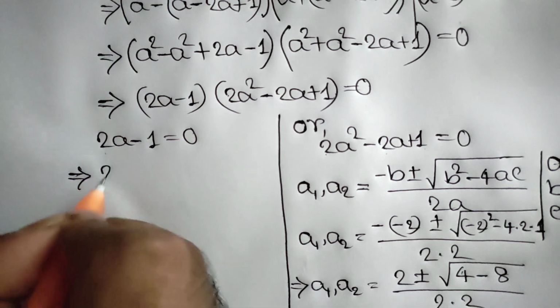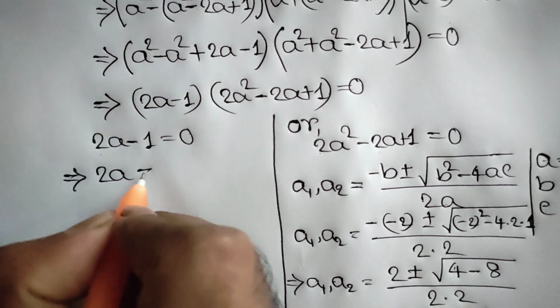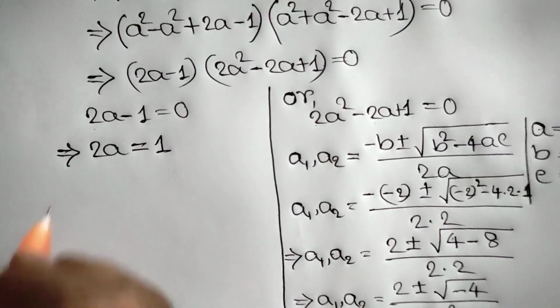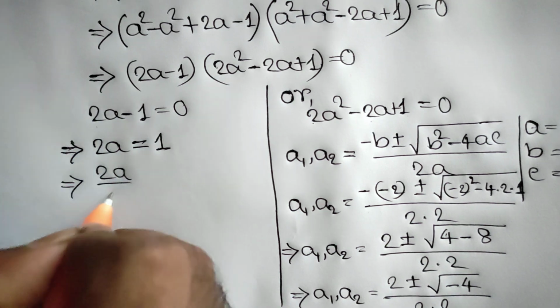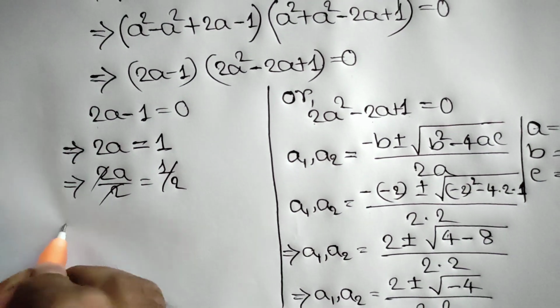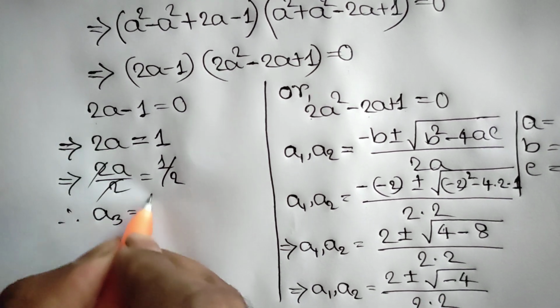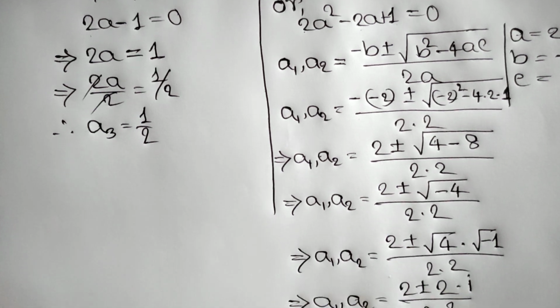And again here, we have 2a minus 1 equal to 0. Taking this negative 1 to the right side, we can write positive 1. Now dividing both sides by 2, we can write 2a over 2 is equal to 1 over 2, this 2 cancels out this 2. So here the value of a, that means a3, is equal to half. So there are 3 values of this equation.